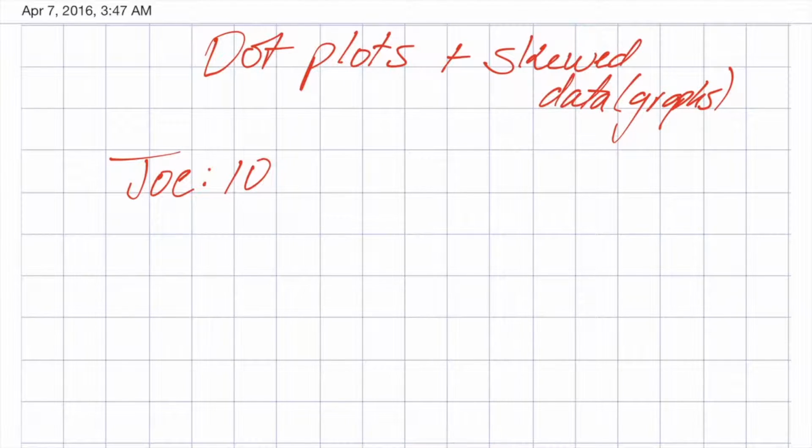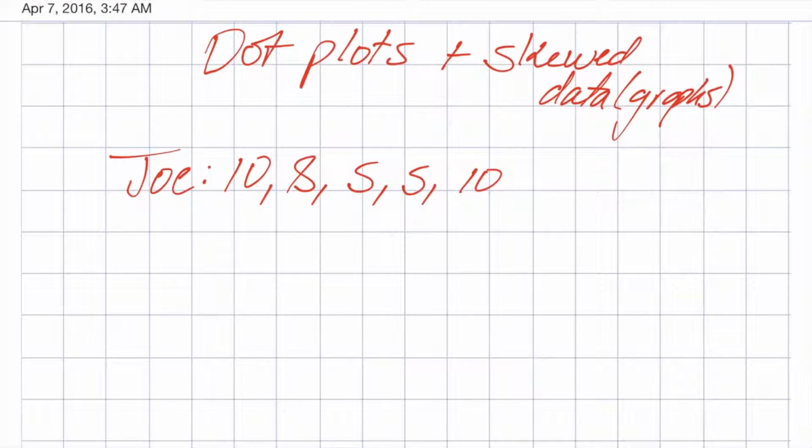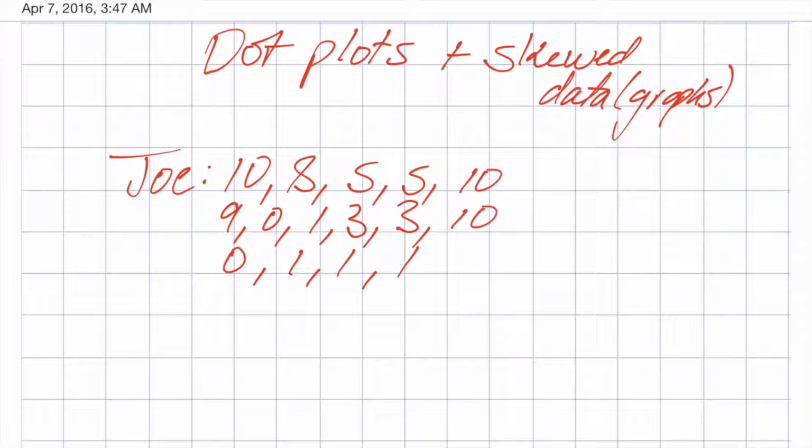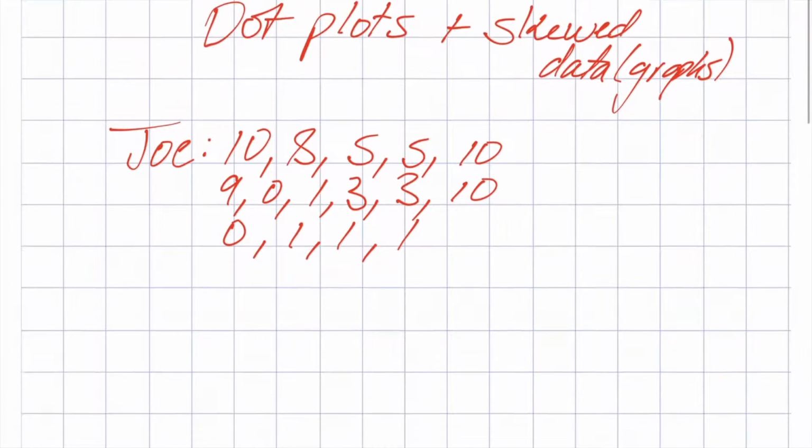were 10, 8, 5, 5, 10, 9, 0, 1, 3, I don't know, 3, 10, 0, 1, 1, 1. Okay, there's just some data here.